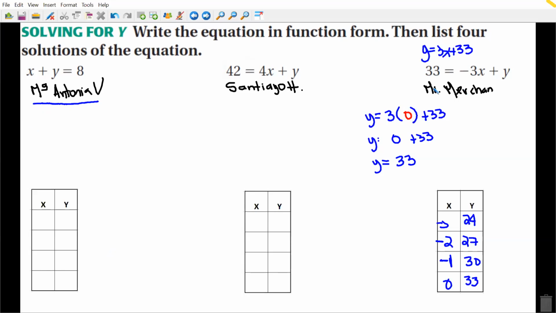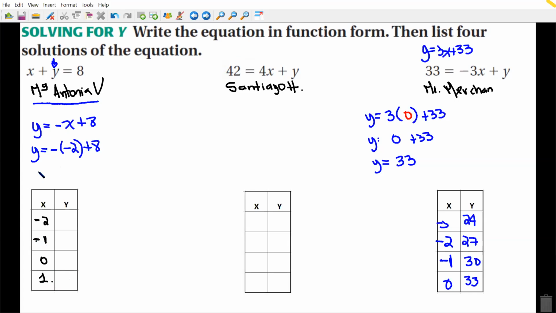As I told Mr. Merchant, what you would like to do is isolate the variable y. So if you isolate y, it's going to be equal to negative x plus 8. Now you can say, teacher, I want to replace x with negative 2, negative 1, 0, and 1. If I replace my x with a negative 2, I will have y equals negative of negative 2 plus 8, right?